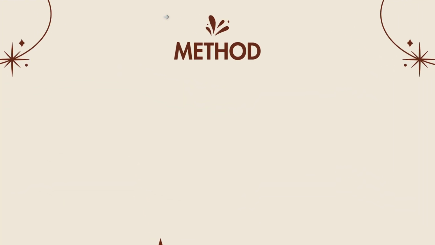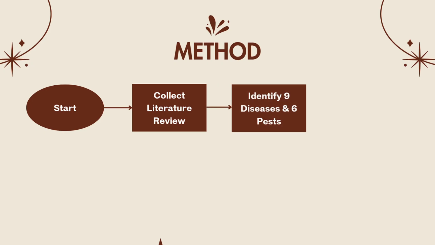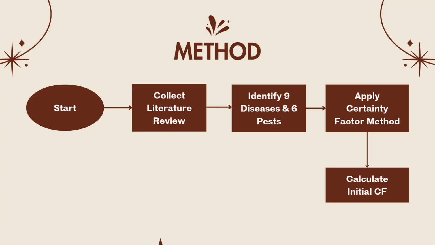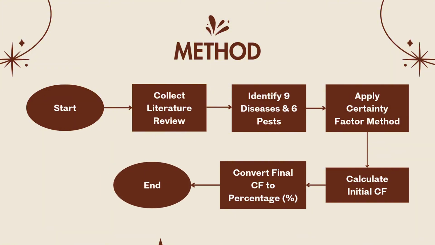For the method in our innovation, we start from collecting a literature review. This results in 9 identified cocoa diseases and 6 pests. We then apply the certainty factor method, which combines expert and user confidence levels. First, we calculate the initial certainty factor by multiplying the expert's value with the user's value. Then, if multiple symptoms point to the same diagnosis, we combine them using a specific certainty factor formula. Finally, we convert the result into a percentage for easier interpretation.